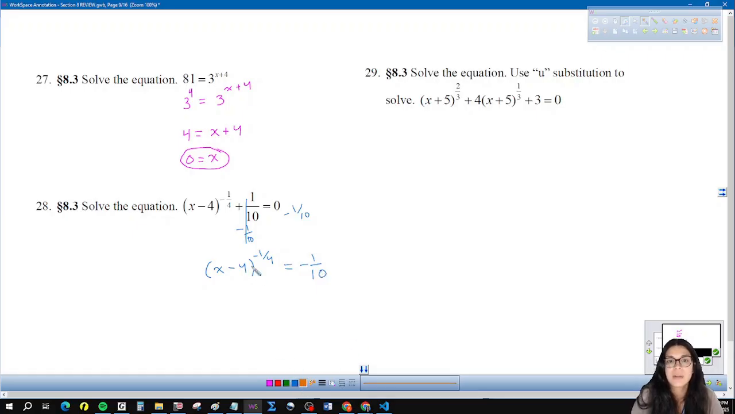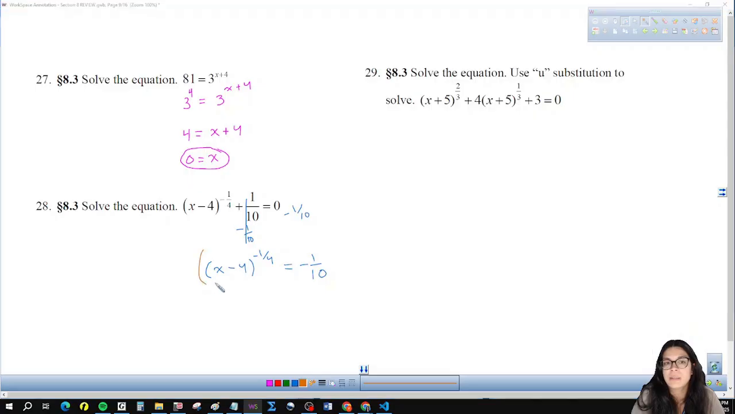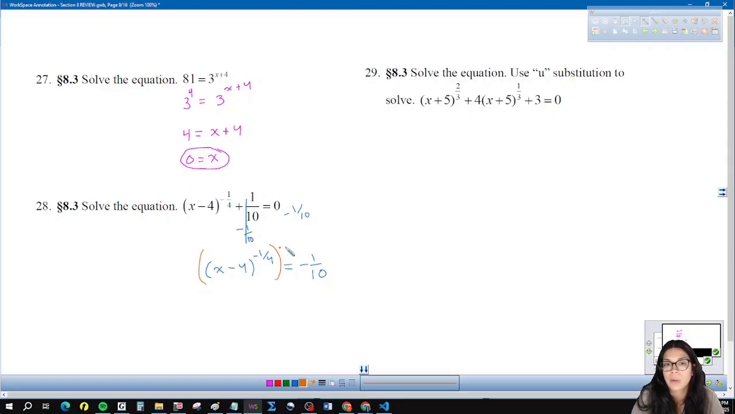Okay, now that I've done that, I can raise this to the reciprocal power, which would be negative 4. That way, I get the power to just be 1. And so then that would mean that it would be 1 copy of x minus 4, and then that fraction exponent goes away. Of course, if I did that to the left side, I have to do that to the right side as well. So I'm going to raise that to the power of negative 4.